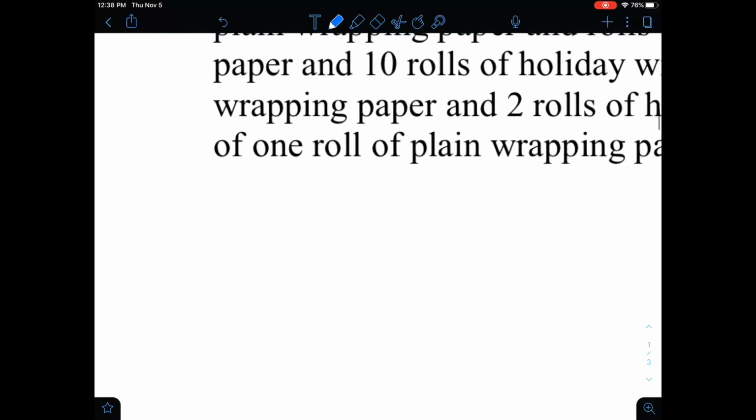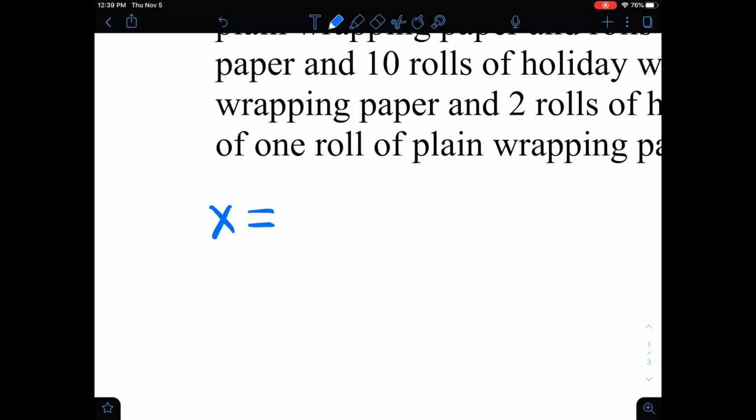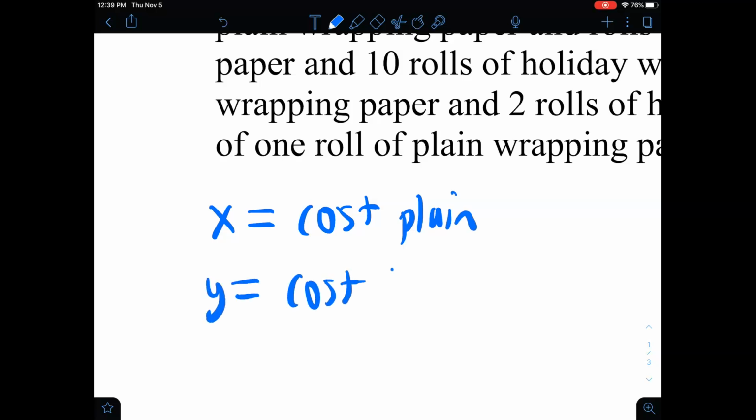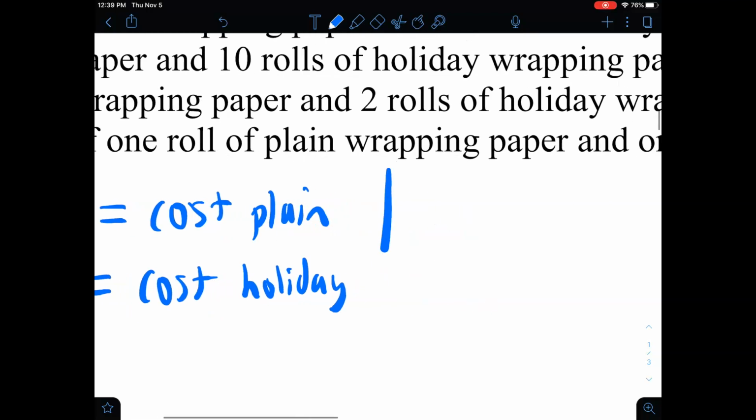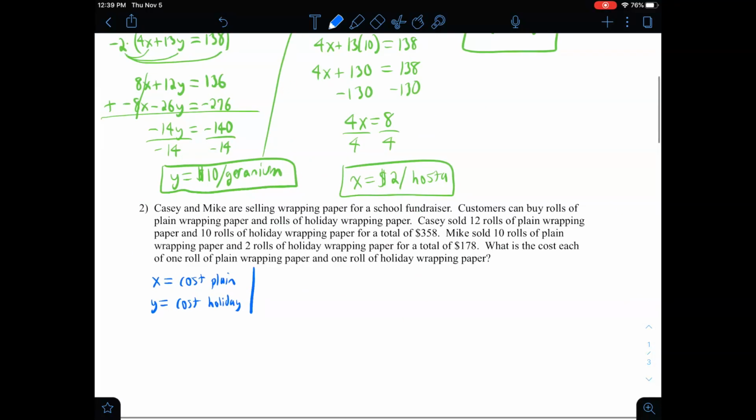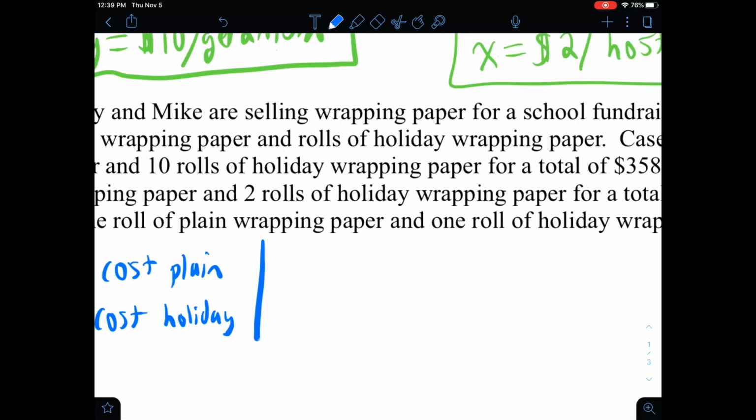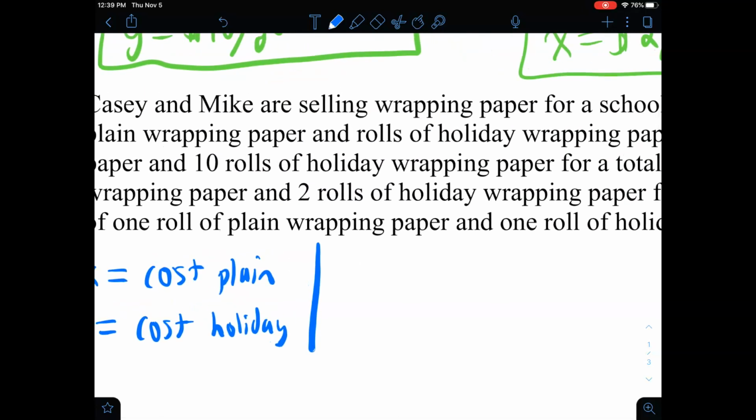All right, so what are we looking for? We're looking for the cost, so we're going to call x the cost of plain wrapping paper, and we're going to call y the cost of holiday wrapping paper. We need 2 equations. Well, we have 2 people, and they're each selling a combination of 2 things here, so we're going to have Casey and Mike. One equation Casey, one equation Mike.